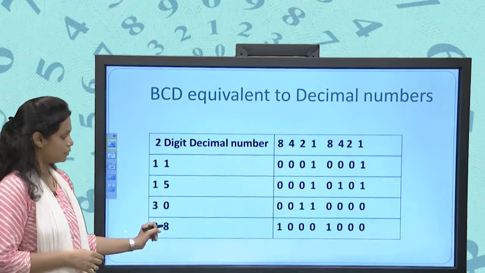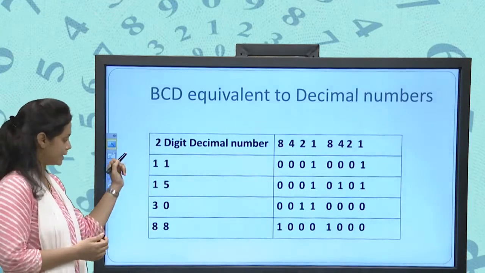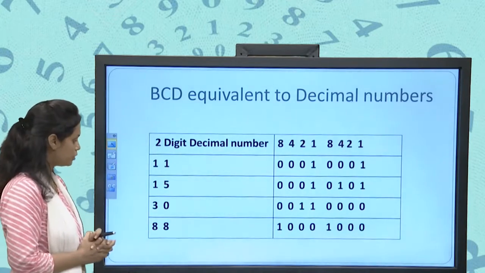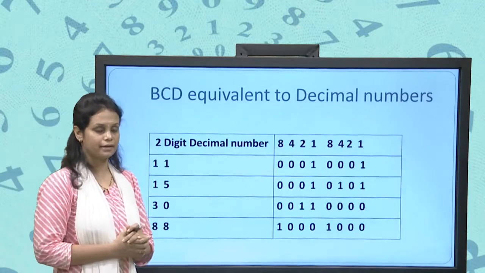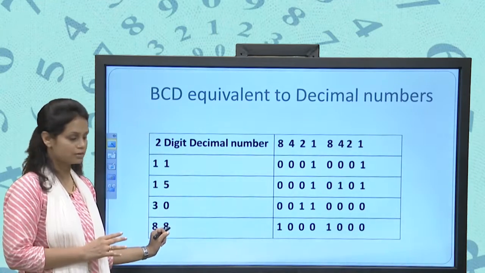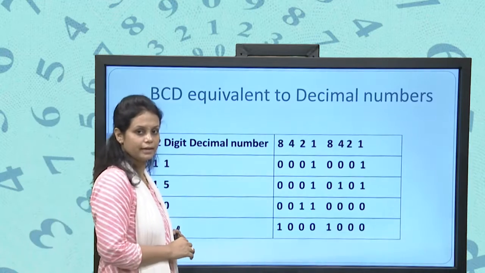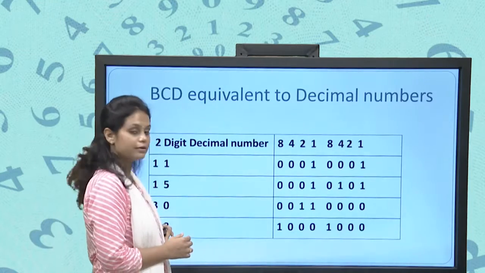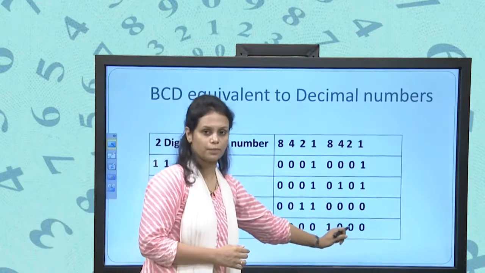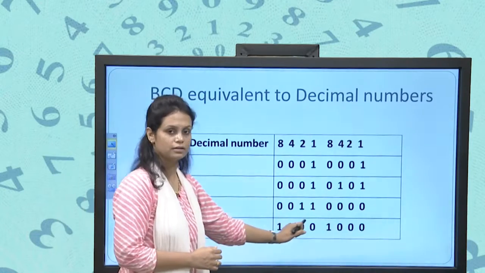Now next our example is 88. We have to convert this 88, that is the decimal number, into the binary coded decimal. How will we display the 88? We will use 4 bits to represent this 8 and 4 bits to represent this 8. How will we represent the 8? It is 1 0 0 0, and how will we represent this 8? This is again 1 0 0 0.